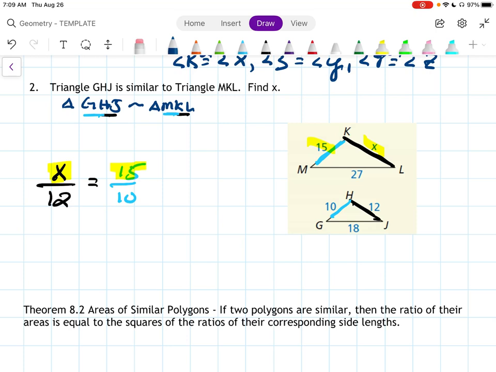15 over 10, I'll go ahead and reduce that. So I got X over 12 is 3/2. Whenever I multiply by 12, I'll have X equals 3 times 12 over 2, which is the same thing as 3 times 6, which is 18.